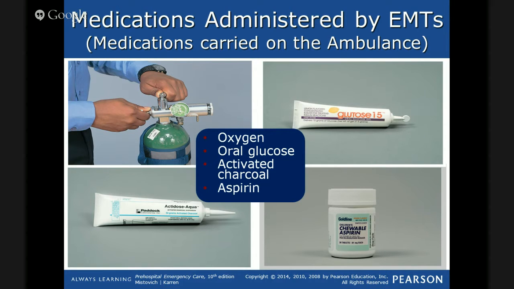Top right corner is oral glucose, used to treat diabetics who have a low blood sugar. It comes in different forms. This particular one is a gel. You just stick it in their mouth, and it's just straight sugar gel. It makes you pucker. It's so sweet.